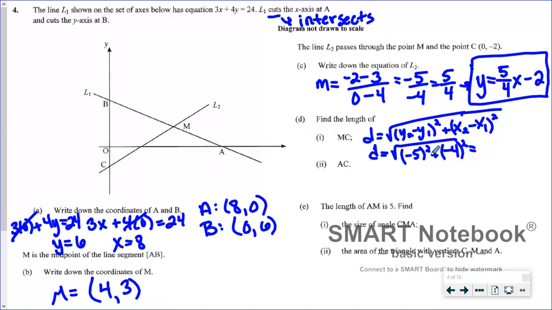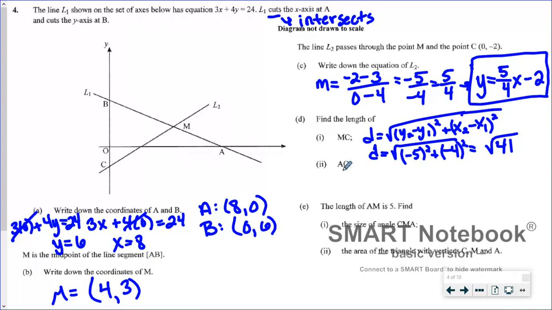All right, 25 plus 16 is 41. So this would simply be the square root of 41. Right? And there's no units that you have to worry about there. They don't give us any units, so we won't have to do that.